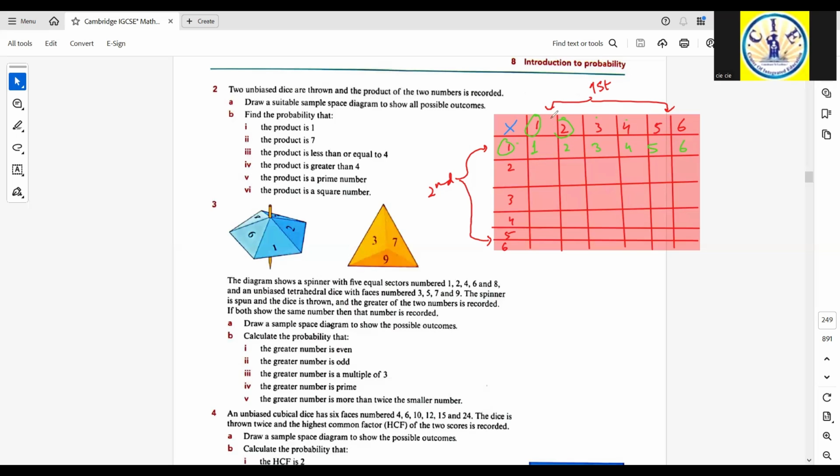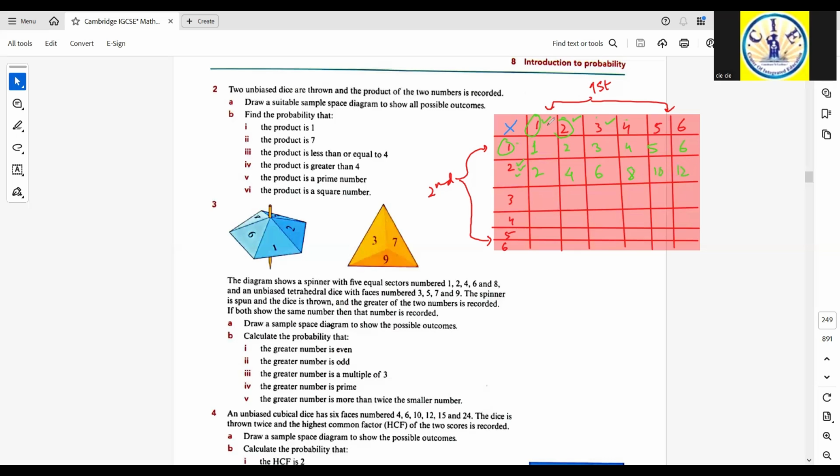Now for the second row, 1 from the first dice and 2 from the second. So 1 times 2 is 2. 2 from the first and 2 from the second gives us 4. 3 from first and 2 from second, 3 twos are 6. Then 4 twos are 8, 5 twos are 10, and 6 twos are 12.